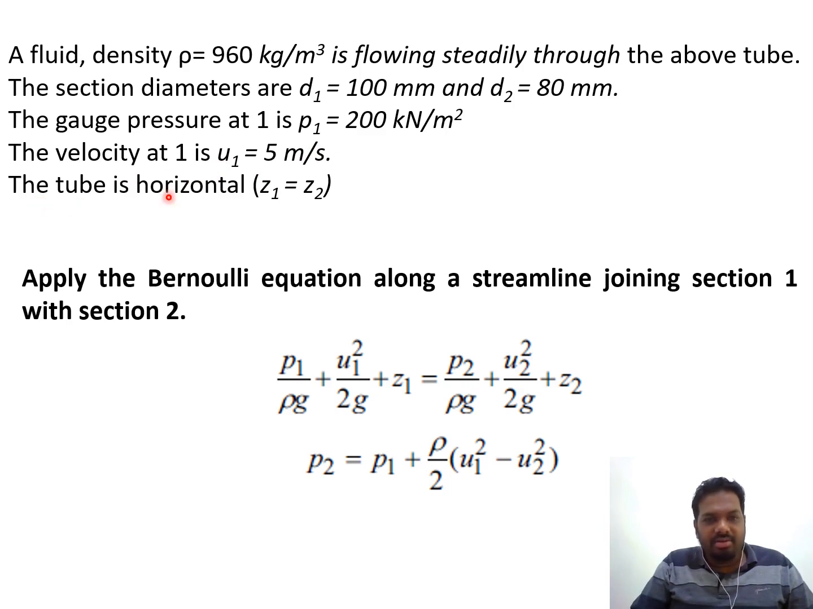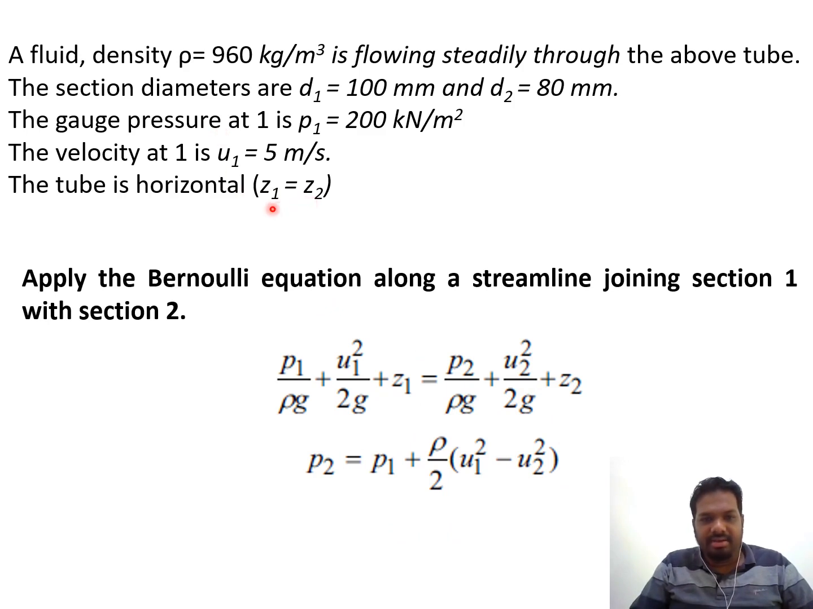The tube is horizontal, meaning it is at the same height. Z is the height, so z1 equals z2. The heights of 1 and 2 are the same. Then you apply it to the equation you derived. This is the derived equation before you multiply by rho g. Once you rearrange and multiply by rho g, you will get something like this, and after you reduce, you substitute all.